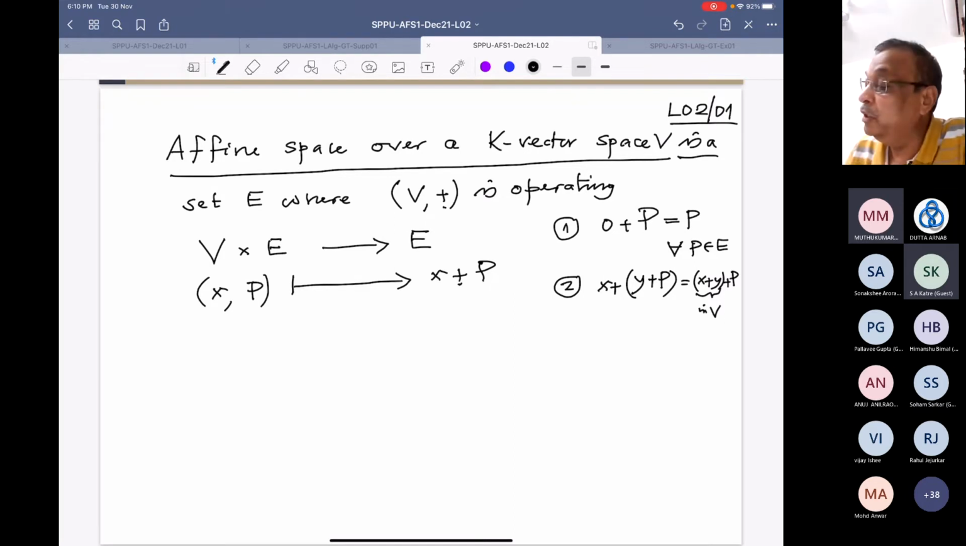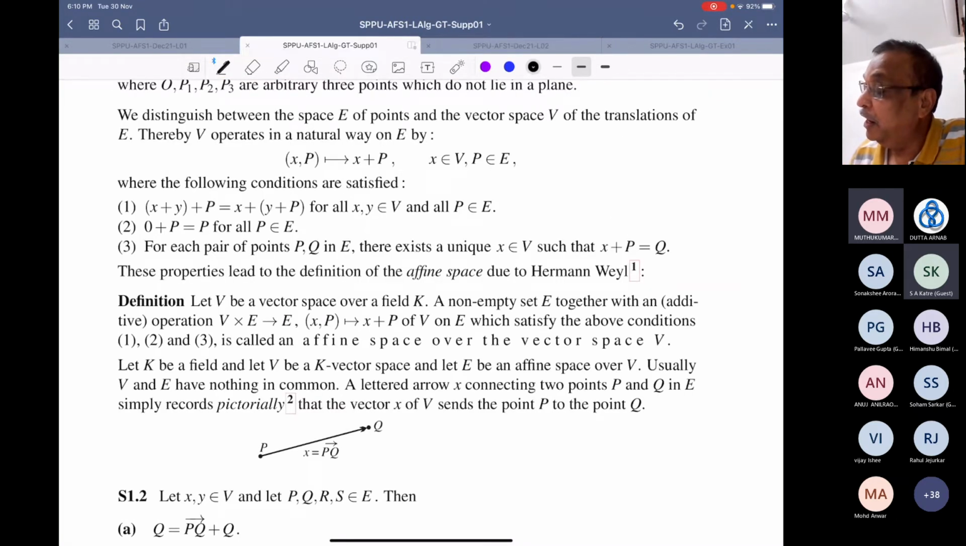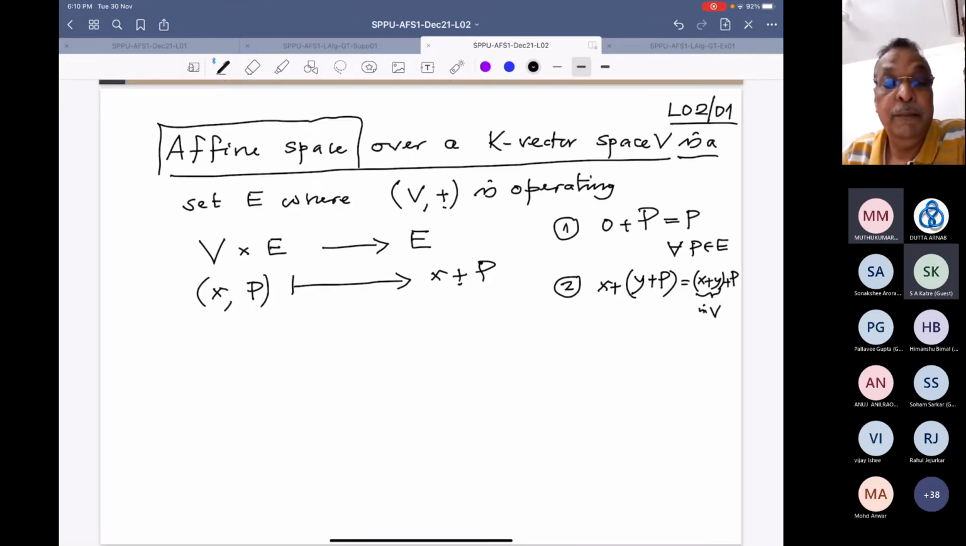To talk about affine space, you need a vector space, and the additive group of that vector space is operating on the set E. So E together with this operation is called an affine space over V. All right, and the third condition which I said here, that is an additional property that you will see, that is precisely what will be the transitivity. I have not yet defined transitivity, but that is it. And this example is very, very important.